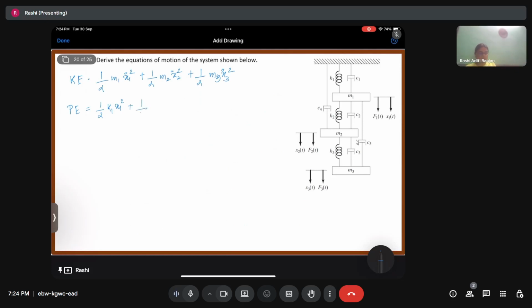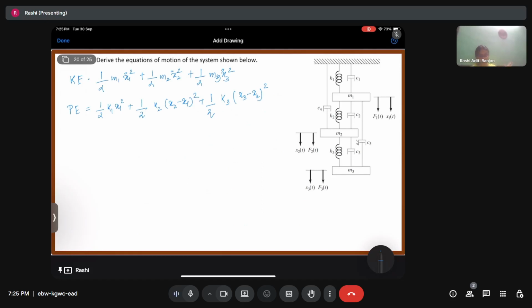Now plus half, for k2: k2 links m1 and m2, so it will depend upon the relative displacement between m1 and m2. So this is going to be half k2 (x2 minus x1) square. Now coming to the third spring, which is attached between m2 and m3. Similar to k2, k3 depends upon the relative displacement between m2 and m3, so the spring energy stored can be written as half k3 (x3 minus x2) square. I hope this is clear. This was very easy.